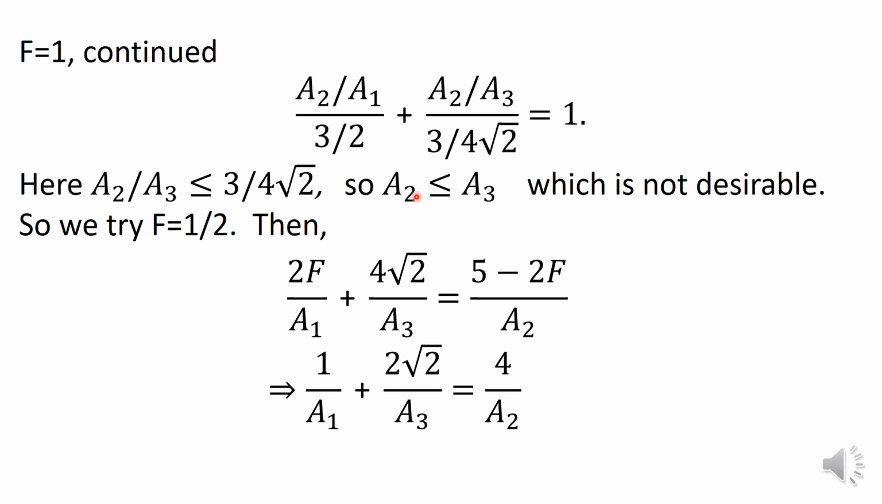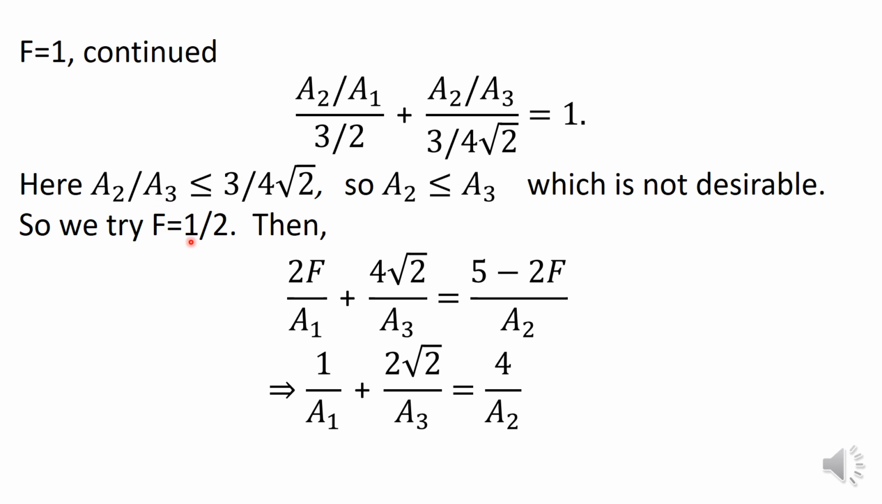A2, remember, are the areas on the left and right vertical members, and A3 is the area of cross section on the diagonal. So we don't want the diagonal members to have greater cross-sectional areas than these vertical side members. So this situation with F equal to 1 is not desirable. So let's try a different value.